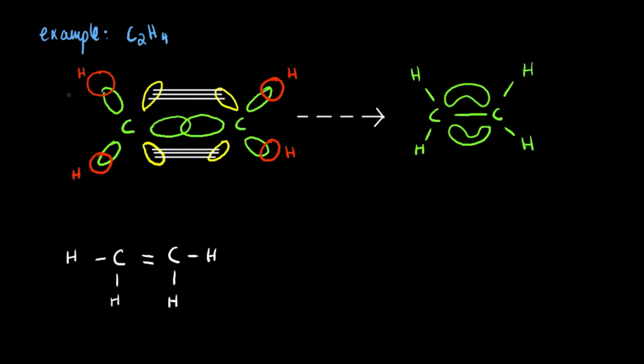The red circles are your s orbitals of the hydrogen atoms, and they are bonded to these sp2 hybrids. This, and this. The green ones are your sp2 hybrids. The two orbitals over here form a sigma bond with each other. Okay, so this is a sigma bond in between. And these yellow ones, do you see these two yellow orbitals coming out of each of the carbons? They basically form a pi bond between each other.